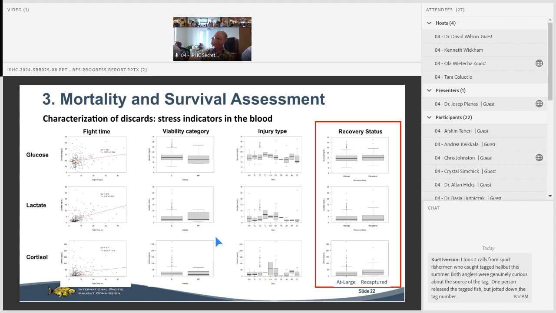That last column shows what the fishes' glucose levels were when they were released. Those that are still at large are in the left-hand part, and those that have been recovered by the fishery are on the right. There are no differences for glucose. Same thing for lactate and cortisol. So those parameters are not showing any significant predictive value to us.